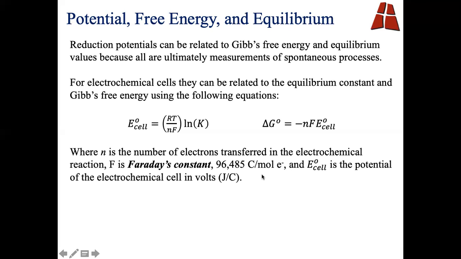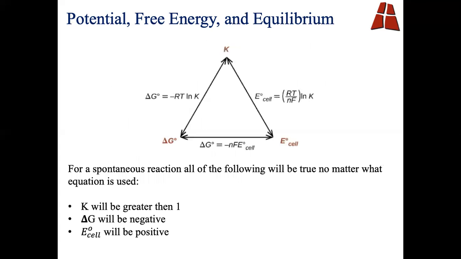Okay. And finally, something that hopefully you noticed, but I of course would want you to know in case you did not, is that this E standard cell is the potential of an electrochemical cell in volts, which volts are also joules per coulombs, as another way we could represent that in order to make all of our units work. Okay. So ultimately, this means that we can relate, again, our Gibbs free energy, our equilibrium constants, and our electrochemical cell potentials. Our measures of spontaneity will be consistent throughout these.